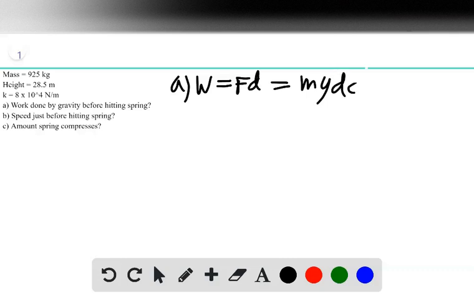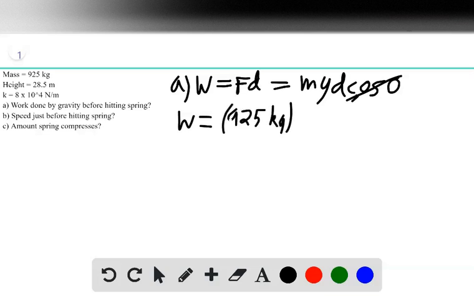And then d is going to have an angle of cosine of 0. Gravity's pulling down, the motion's down. Cosine 0 is 1, so that makes sense. So then the work of gravity equals mass, which is 925 kilograms, times g, 9.8 meters per second squared, times distance, which we're given is 28.5 meters.